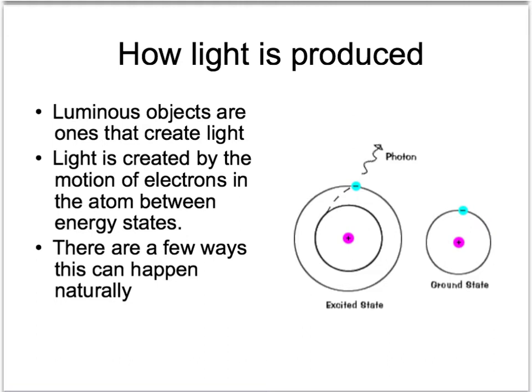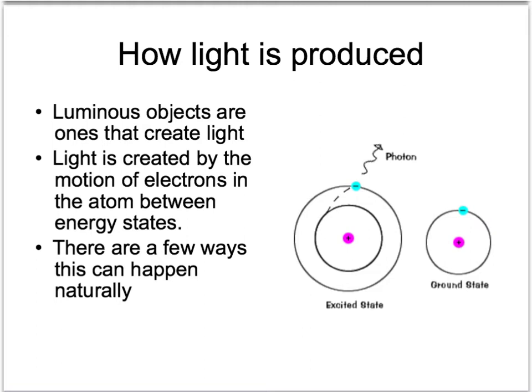Now, the fancy explanation is, light is created by the motion of electrons in an atom between energy states. Basically, an electron drops, the energy gets turned into a photon, and that's what we see as light. If you want to know in a lot more detail how that happens, take grade 12 physics. What we need to know for this class is, how does this actually happen in practical situations?